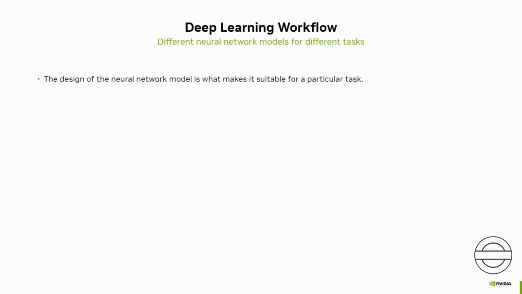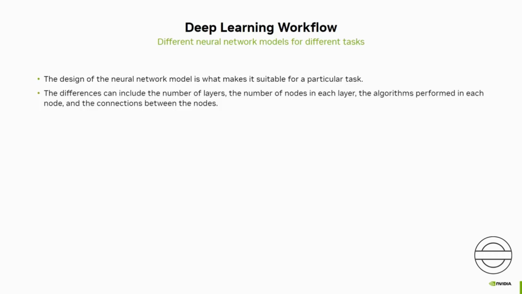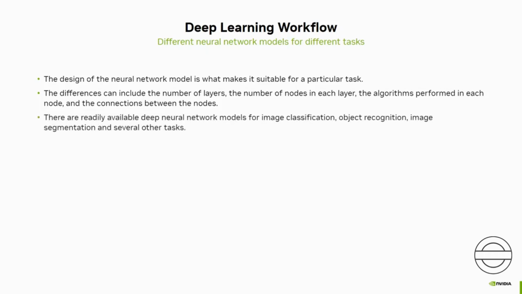The design of the neural network model is what makes it suitable for a particular task. For example, image classification models are very different from speech recognition models. The differences can include the number of layers, the number of nodes in each layer, the algorithms performed in each node, and the connections between the nodes. There are readily available deep neural network models for image classification, object recognition, image segmentation, and several other tasks, but it is often necessary to modify these models to achieve high levels of accuracy for a particular dataset.